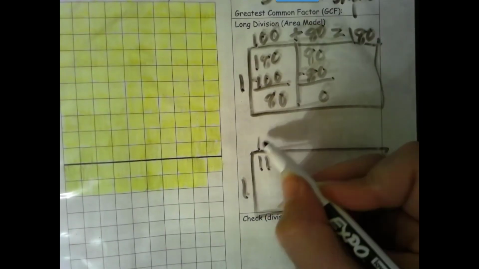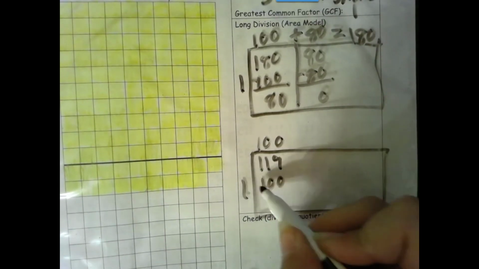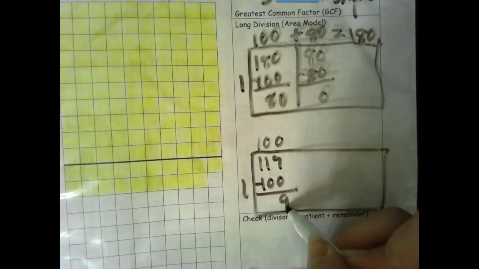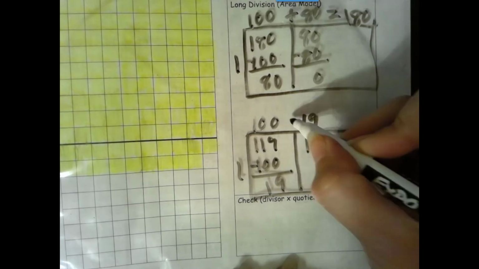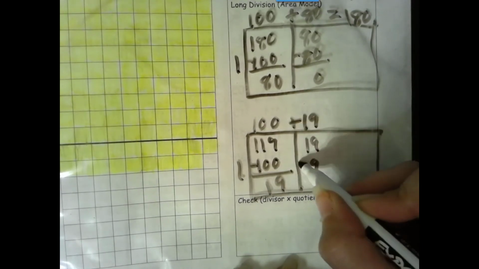Okay, here 100 times 1 is 100. More on top, no need to stop. Bring that 19 up here. 19 times 1 is 19. Numbers the same, zeros a game. Add these together, we get 119. So this side of the rectangle would be 119 units.